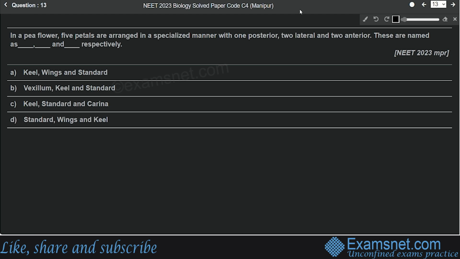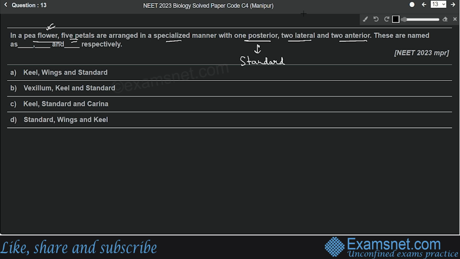Question number 13 is from the chapter Morphology of Flowering Plants, and the question is, in a pea flower, 5 petals are arranged in a specialized manner with 1 posterior, 2 lateral and 2 anterior. These are named as dash, dash and dash respectively. So we know that in a pea flower, the single large posterior petal is known as standard.